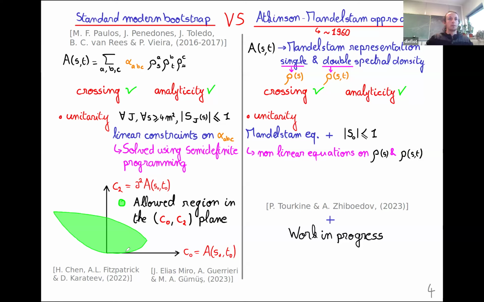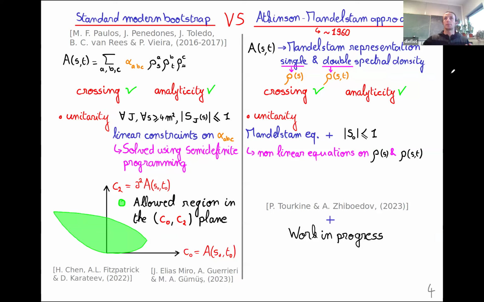And so this is an allowed space, but in there, the axes show a Taylor coefficient of the amplitude. So there, the value of C0 at some fixed point S, T, and the C2, which is the second derivative. In particular, you can see that the Taylor coefficients are bounded in this allowed region in green. Okay, so that's it for the standard modern bootstrap.